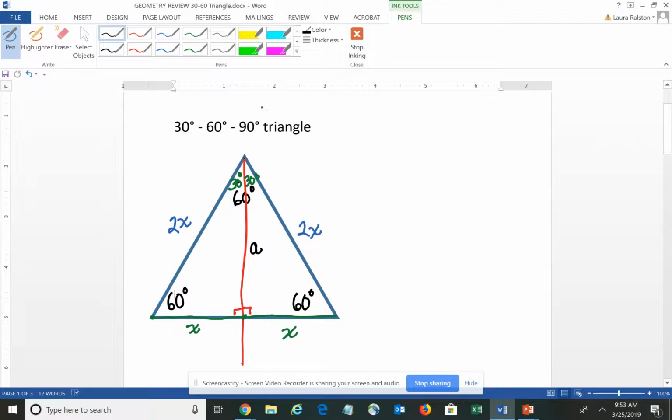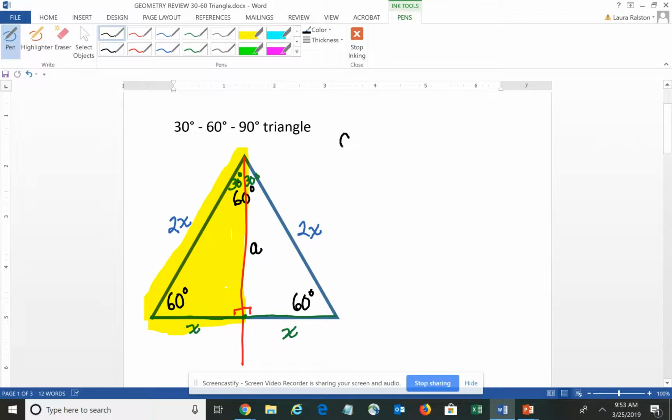So if you focus on this triangle right here, highlighting it in yellow. Okay, this triangle. Then we can, again, develop a relationship between the three sides. So I'm going to use the Pythagorean Theorem to figure out the value of A.